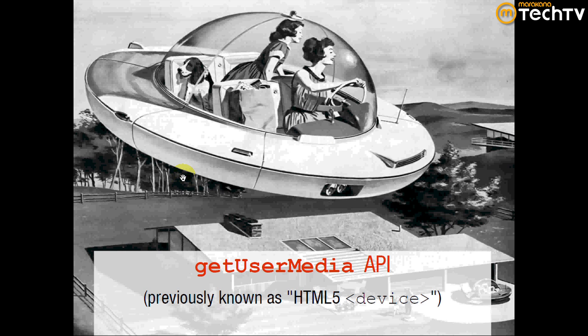Okay, let's have a look at the future now, because tempus fugit, time's moving on. So let's look at the future. The HTML5 spec had something called the device element, which now has changed its name and changed from an element to an API, and it's called Get User Media.